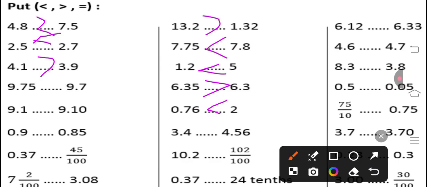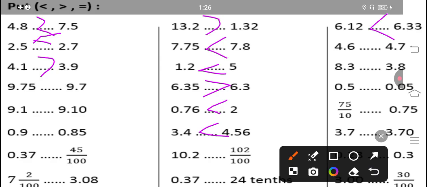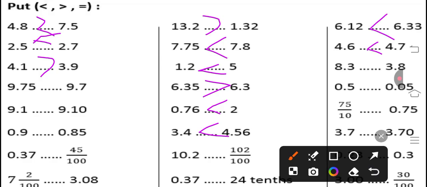Okay, 3.4 and 4.56, 3 and 4, 3 is less than. And 6.12 and 6.33, 6 and 6, 1 is less than. 4 and 4, 6 is less than. 8 is greater than.